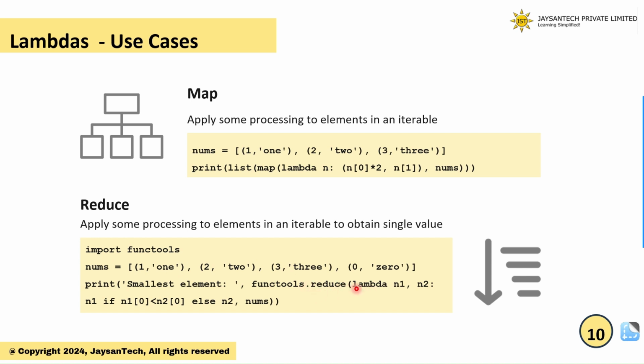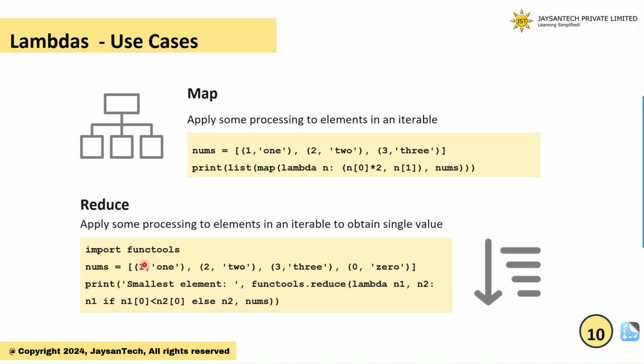Alright, so the first element should be a function. So I'm using a lambda function n1 comma n2. Now I want n1 to be returned if the first element in the tuple is less than the second element in the subsequent tuple.